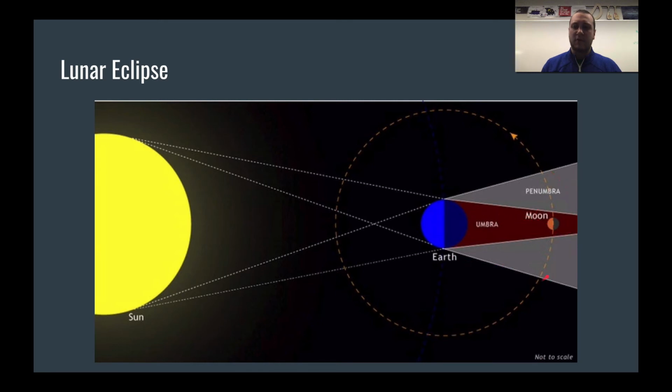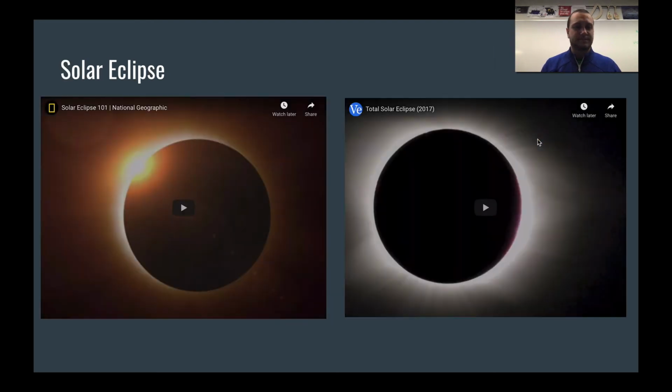Remember, the penumbra, we're still going to get some shadow there. So if the moon passes through it, you'll be able to tell. It's just not going to be nearly as dramatic as when we get a total lunar eclipse, as that light becomes red and the moon passes through the umbra and has that red appearance.